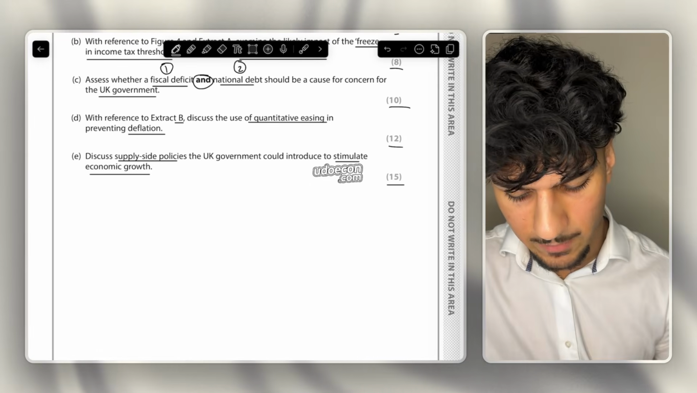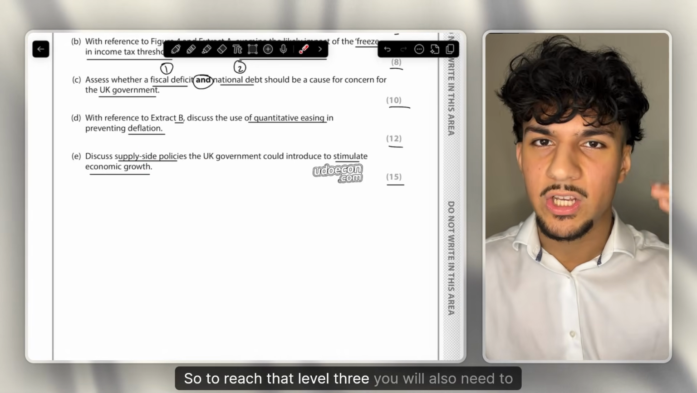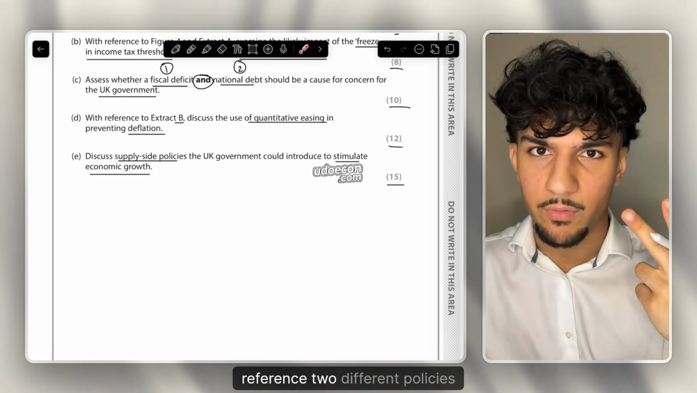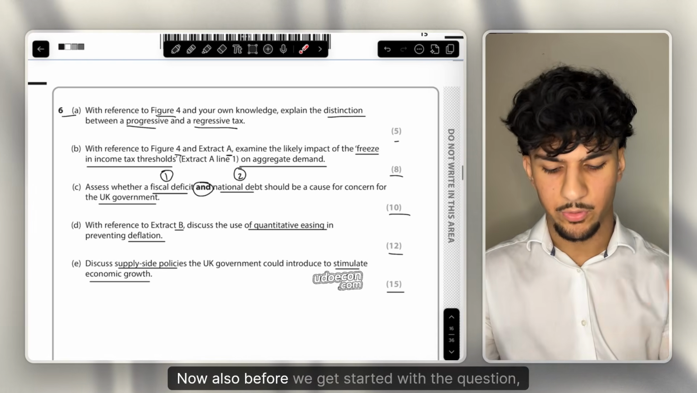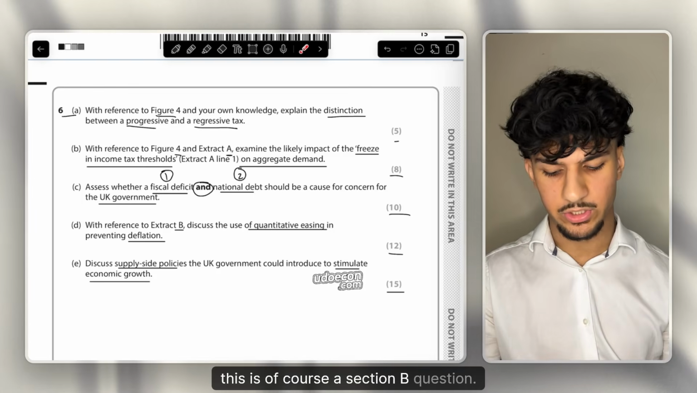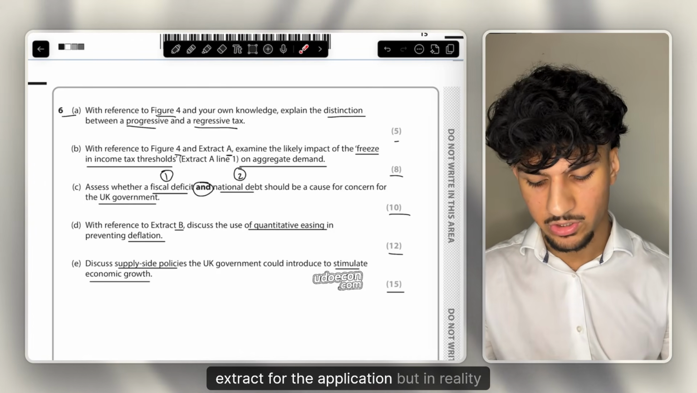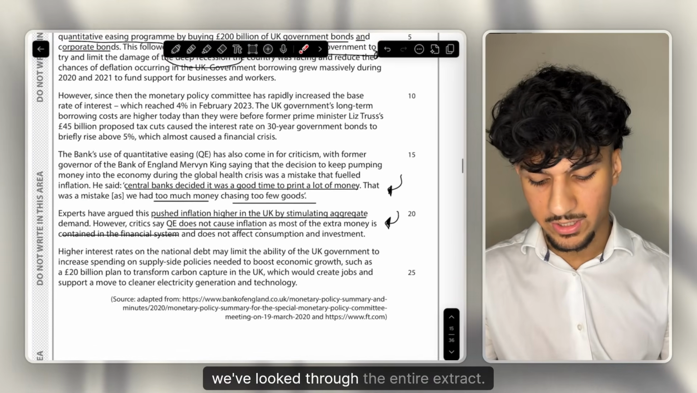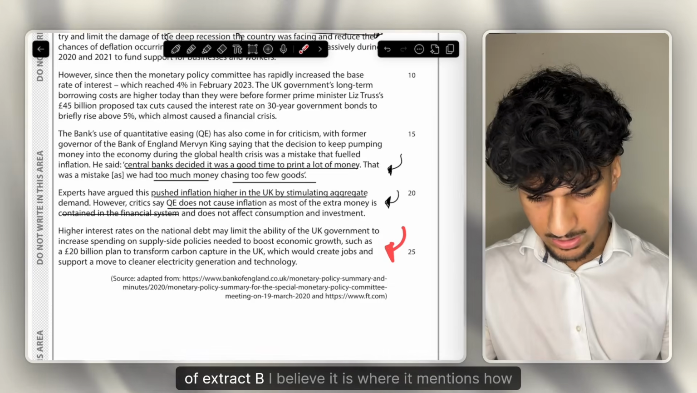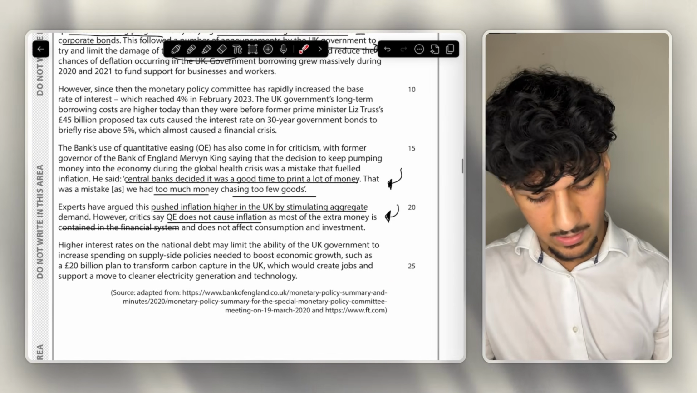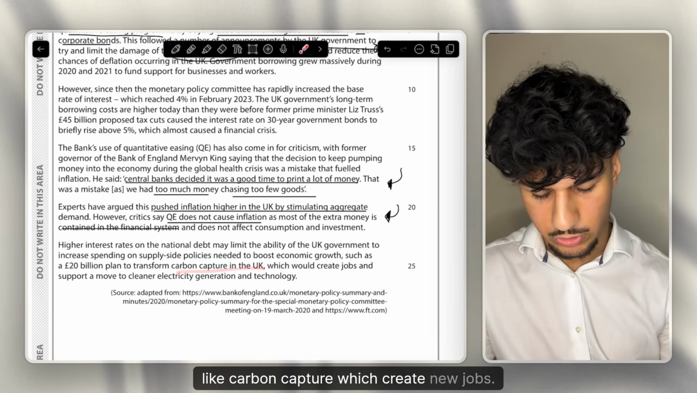First things first, the question doesn't just say supply side policy, it says policies. So to reach that level 3, you will also need to reference 2 different policies to get anywhere close to that 15 marks. Now, before we get started, this is of course a section B question, so you would normally think I need to use the extract for the application, but in reality, we've looked through the entire extract. The only real bit of application is this last bit of extract B, I believe it is, where it mentions how the government have a 20 billion plan to spend on carbon capture, which creates new jobs.